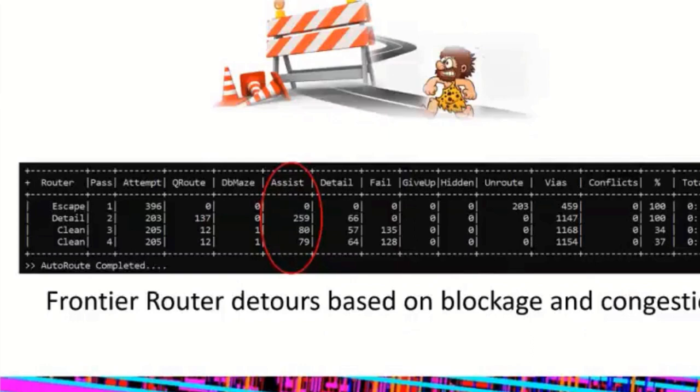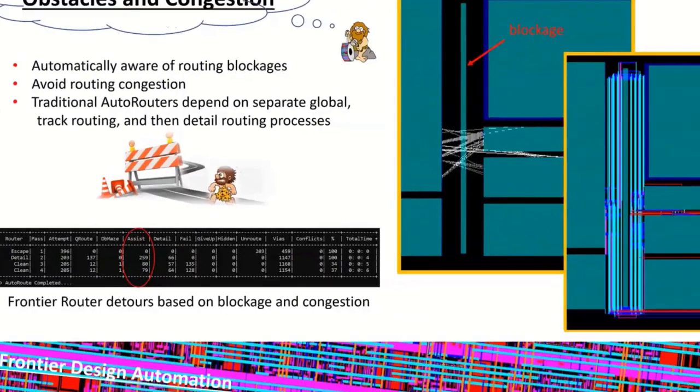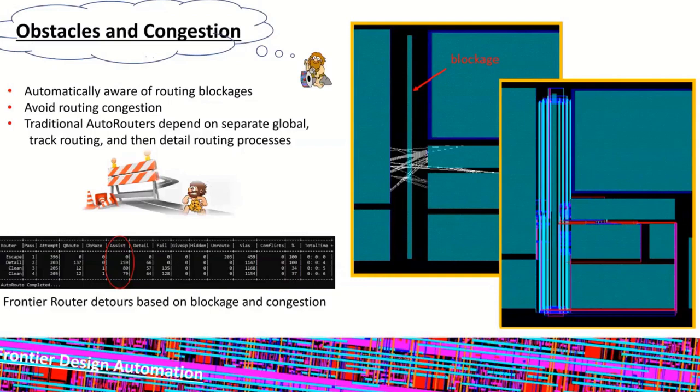Right. And would it do things like automatically insert buffers and so on if it thinks the path is too long? Not right now, but yes. I think inserting buffers would easily be done. What I'm showing here is the automatic detection of the blockage. And it's built into the router as well as congestion.